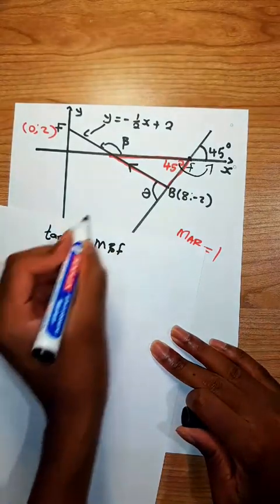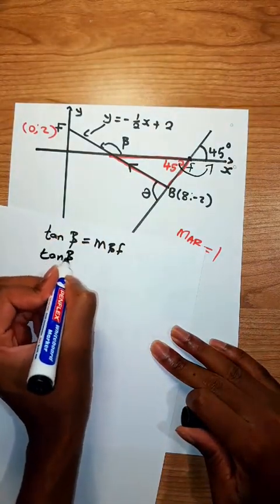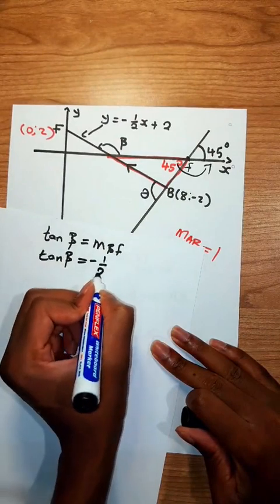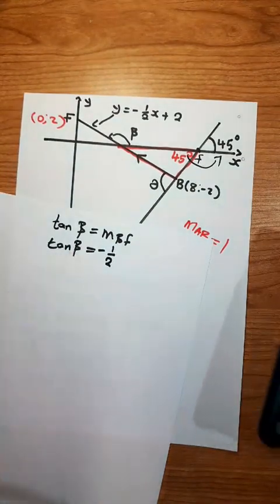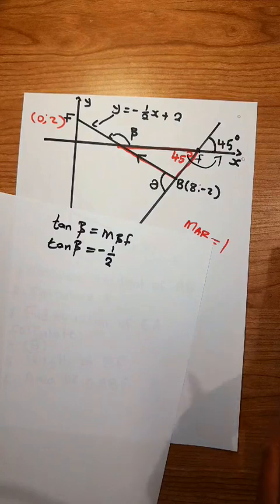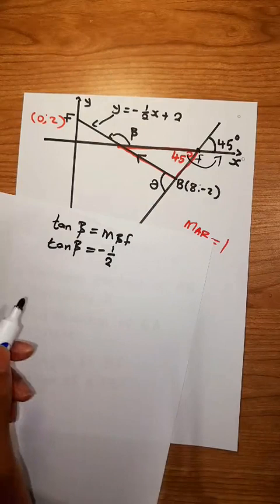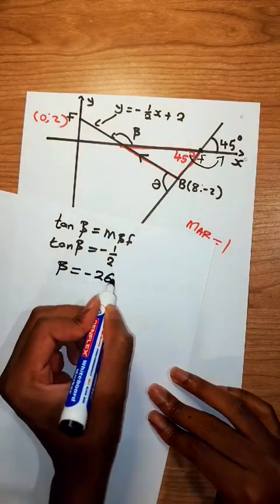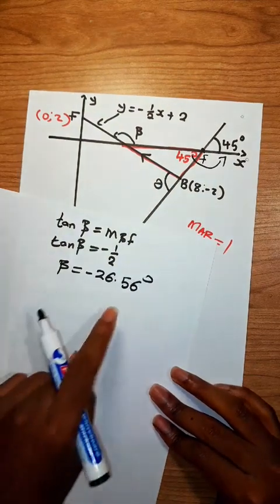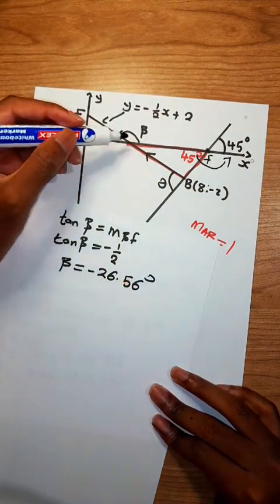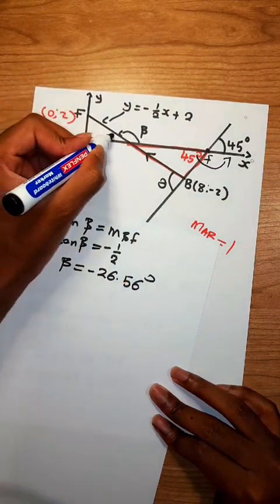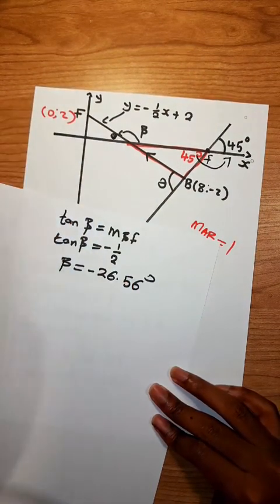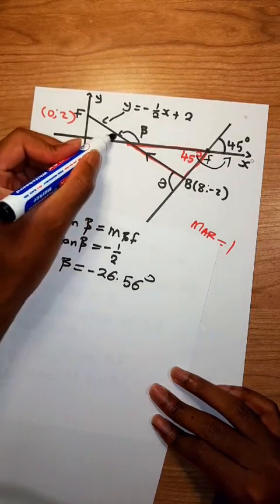So now I'm trying to find the tan of beta, and the gradient of BF is minus 1 over 2. So I'm going to use my calculator to find the value of beta. It's going to be the inverse tan of minus 1 over 2. It is going to be minus, let me show you, it is important. I've got that beta equals minus 26.56 degrees. If you get a minus answer, it is not the value of beta. However, it is this value right here. Do you hear me? When you get a minus answer, it is the angle on the minus axis.